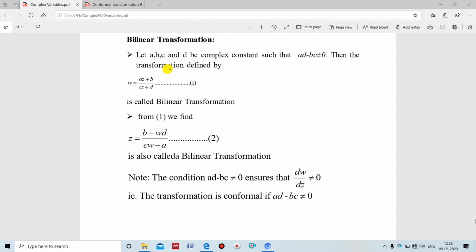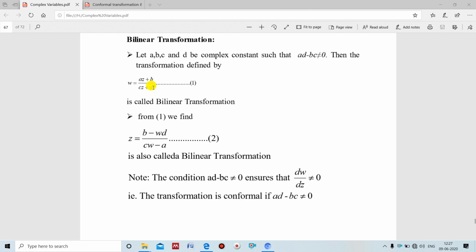Then the transformation defined by W is equal to AZ plus B divided by CZ plus D is called bilinear transformation. Bilinear transformation means if W is equal to AZ plus B divided by CZ plus D such that AD minus BC is not equal to 0. Or it can be written as Z is equal to B minus WD divided by CW minus A, which is also called bilinear transformation. It is bilinear for the function Z is equal to f of W.